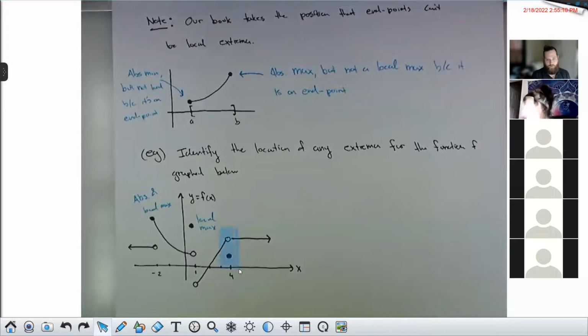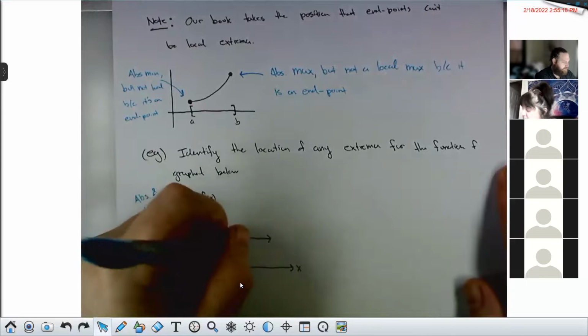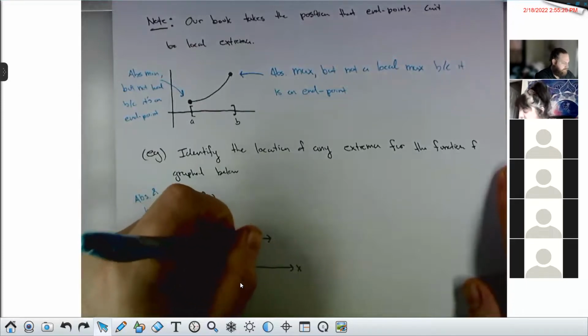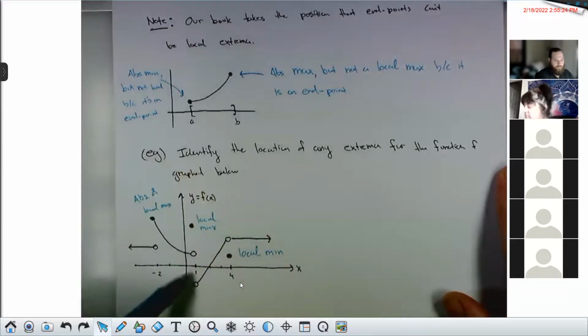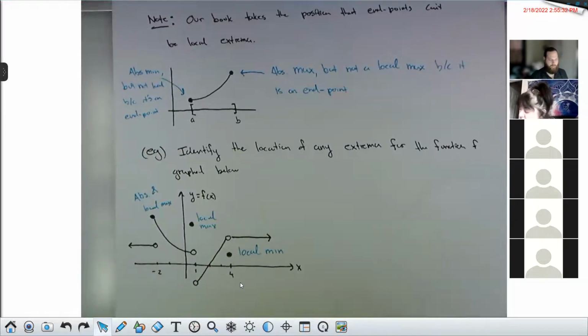That is true, right? So if I put a window around 4, then that is the lowest point anywhere in that window. So this is a local min. But it's not an absolute min because there are points on the graph over here, right? Which are lower. So that is a local min, but it's not an absolute min.